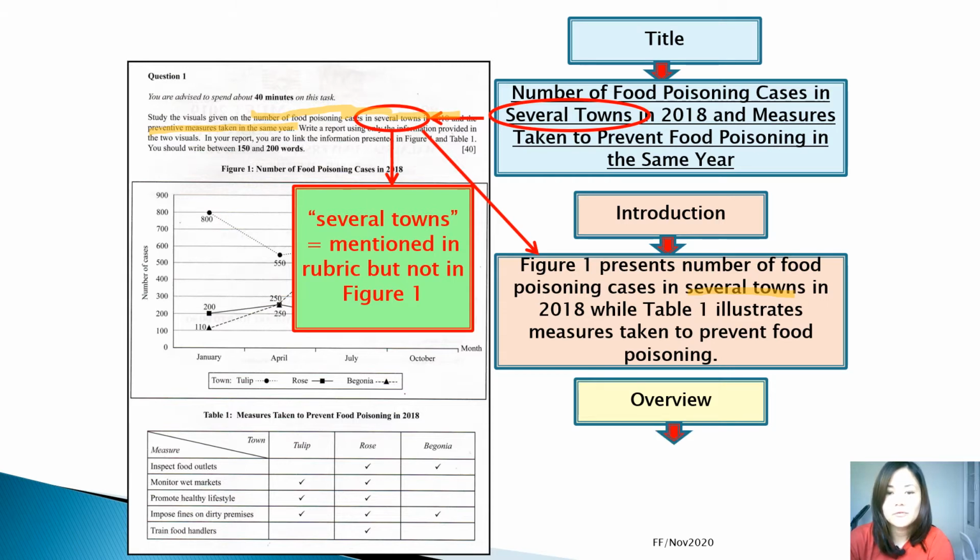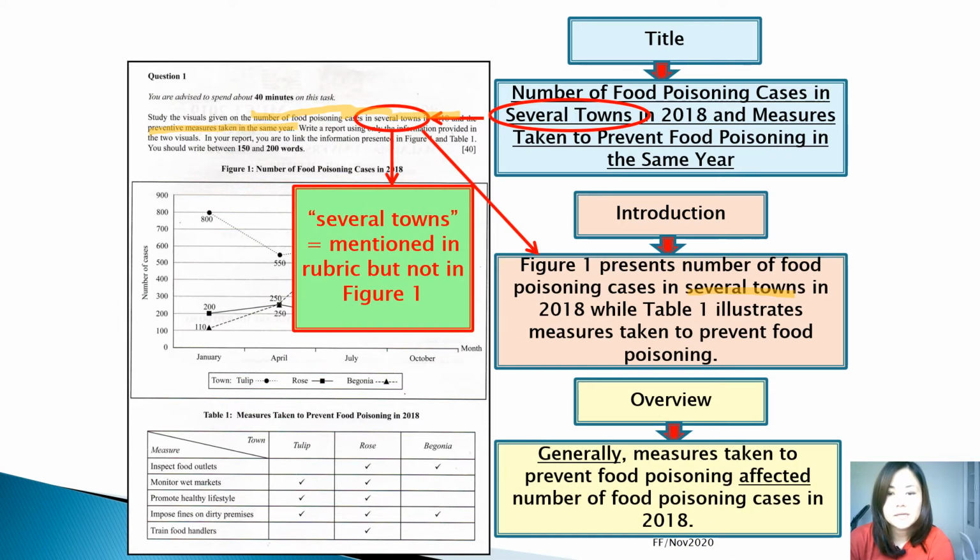Okay, then the overview of the question would be, generally, measures taken to prevent food poisoning affected the number of food poisoning cases in 2018. Well, in this case, candidates must know what is the relationship between figure 1 and table 1. So the relationship that you can find between these two would be the same towns and the year. So candidates have to check what is the cause and what is the effect. Okay, there is a cause and effect.